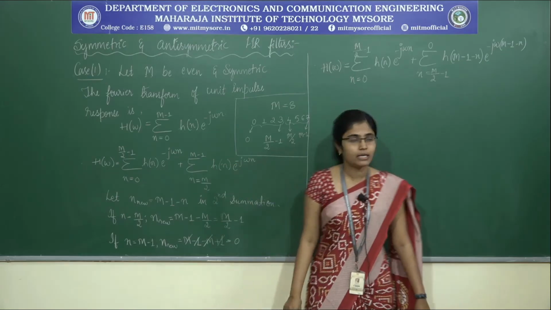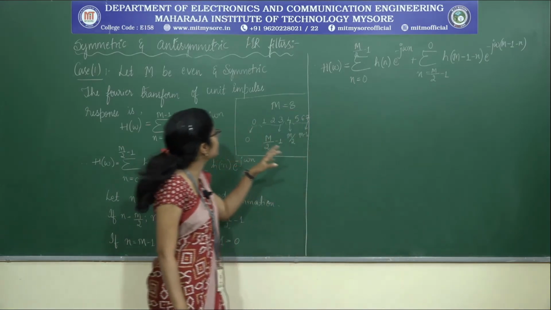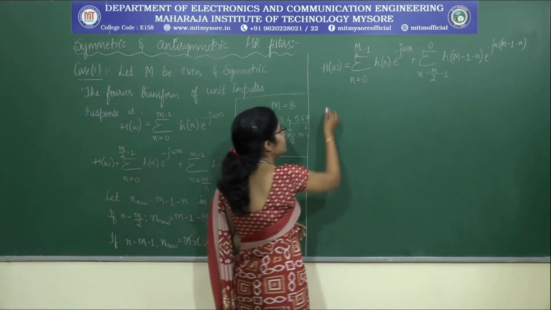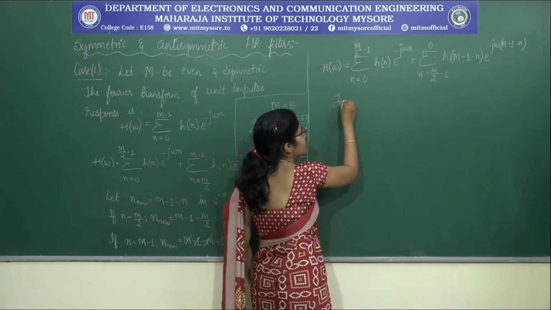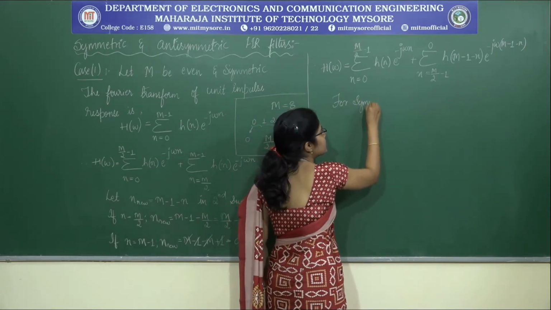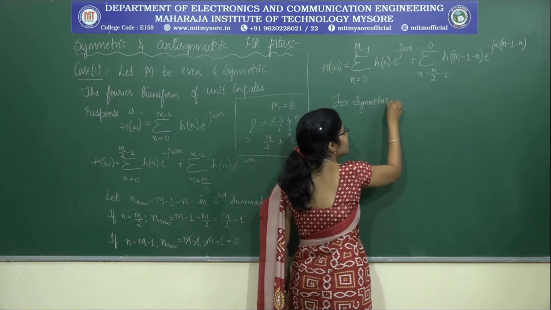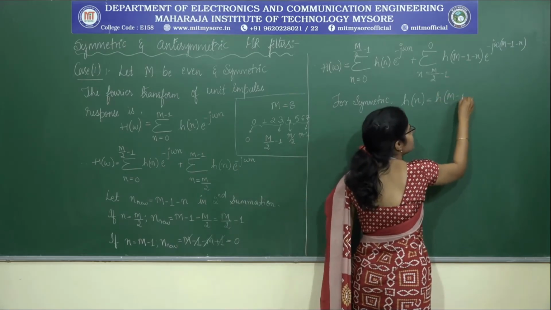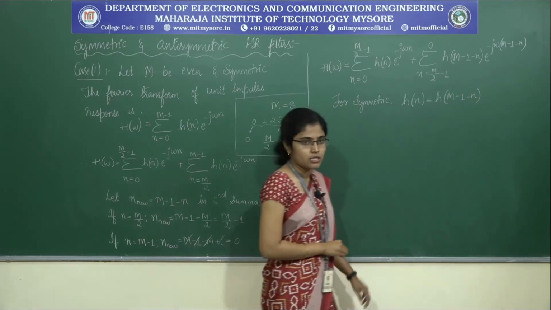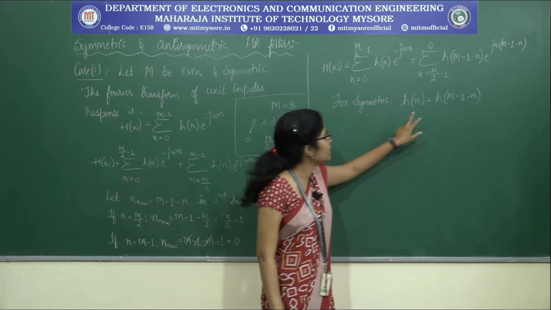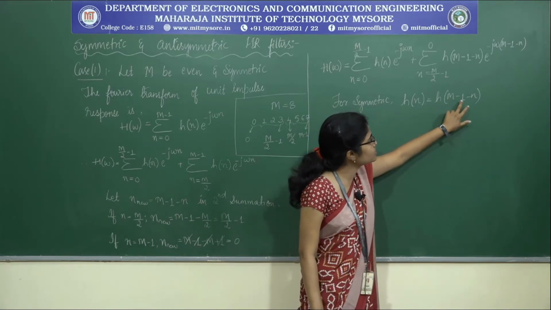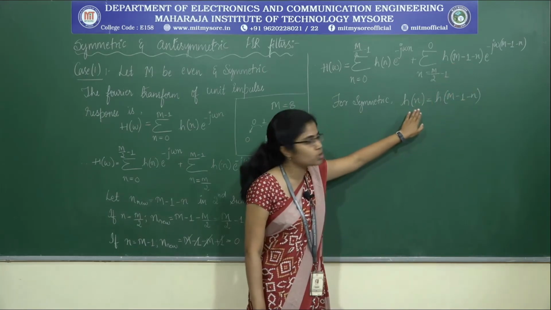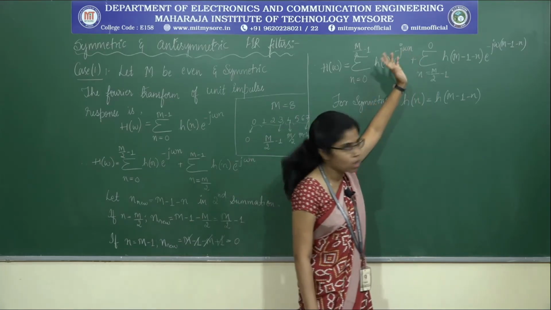Now, we all know what condition we have considered. We have considered a symmetric filter. So, for symmetric, what is the condition it will satisfy? h of n will be equal to h of m minus 1 minus n. Since we have considered the condition as symmetric, I can write h of m minus 1 minus n as h of n. So, I will replace this term with h of n and also change the order of summation.